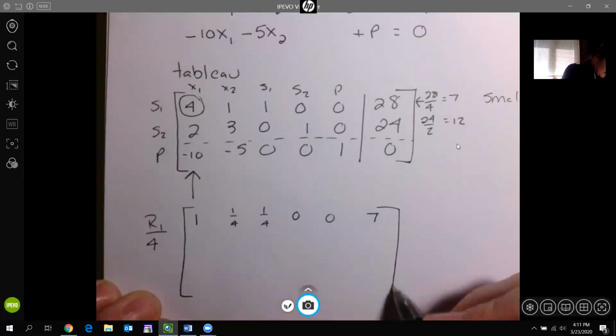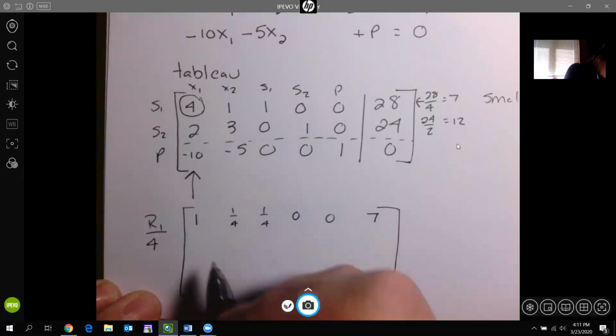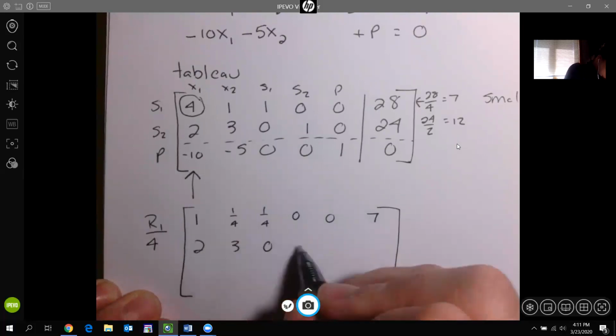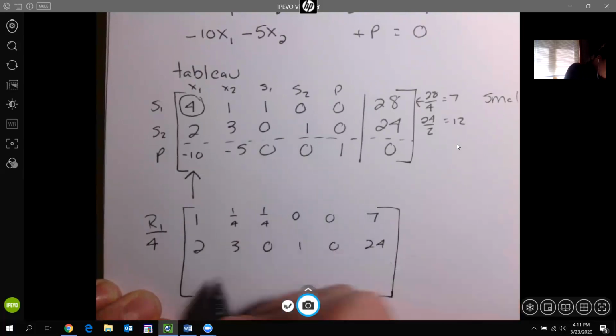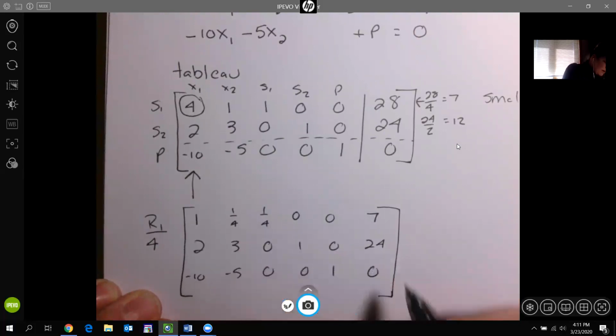Okay. The next row stays the same. So 2, 3, 0, 1, 0, 24, negative 10, negative 5, 0, 0, 1, 0.